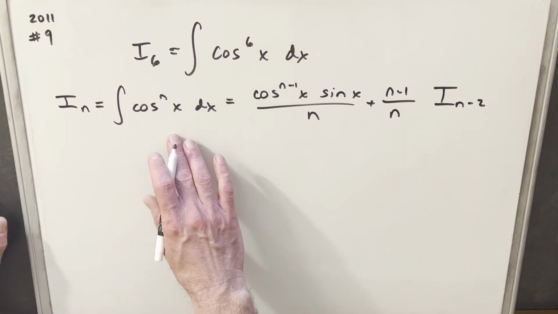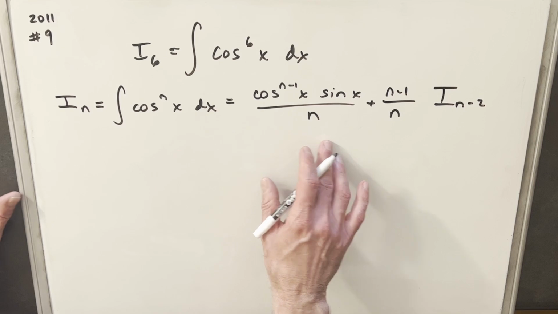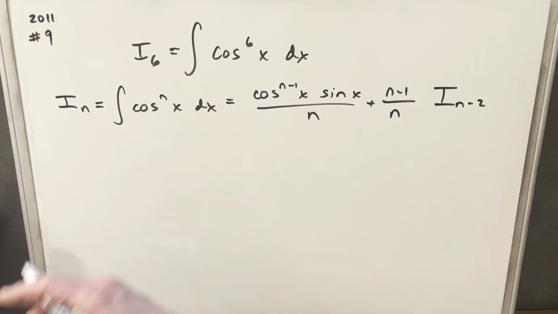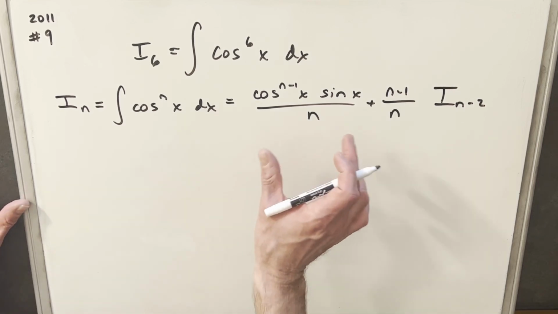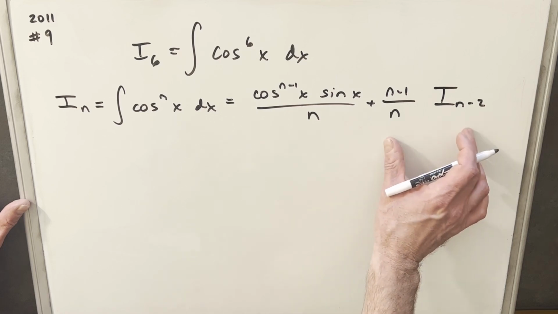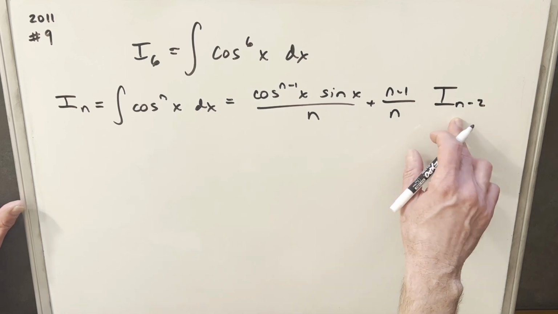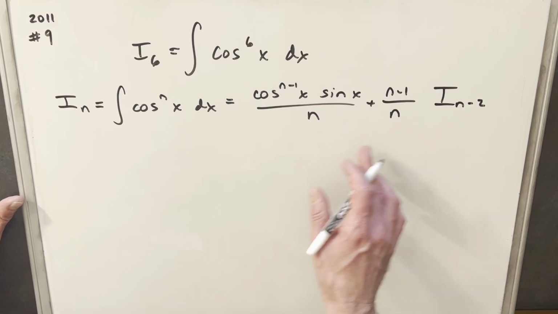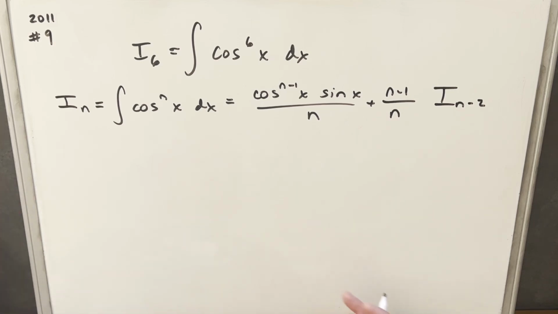Now the catch is this isn't really solving the integral for us. All it does is allow us to reduce the power. If we're dealing with I sub 6, we'll have one term out front, and then we'll have another integral in terms of cosine to the fourth. So in order to get to our actual answer, I think we're going to have to apply this 3 times.